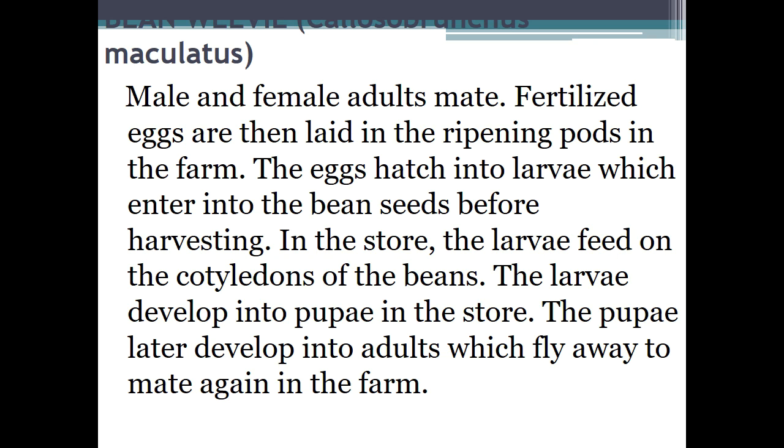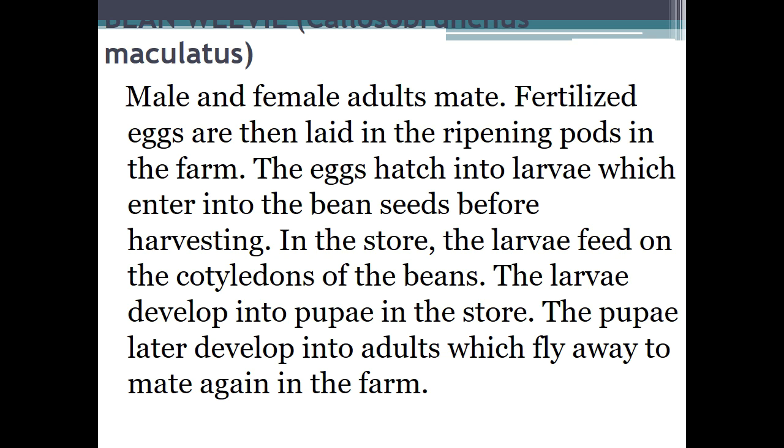The eggs hatch into larvae, which enter into the bean seed before harvesting. In the store, the larvae feed on the cotyledons of the beans. The larvae develop into pupae in the store. The pupae later develop into adults, which fly away to mate again in the farm.